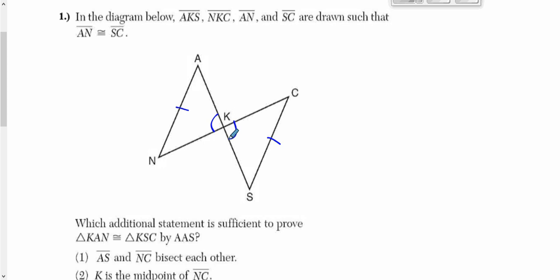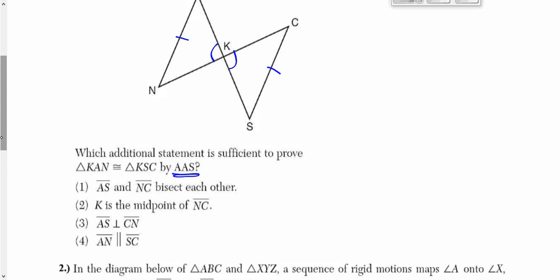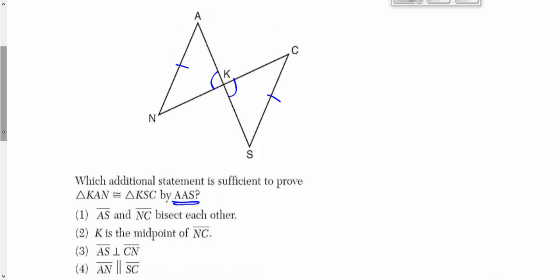Now, read carefully. What's key here? Prove these triangles congruent specifically by what? Angle, angle, side. So which of these would cause them to use angle, angle, side? Go through them each. Let's take 4 and mark these parallel. Does the fact that they're parallel make the triangles congruent?